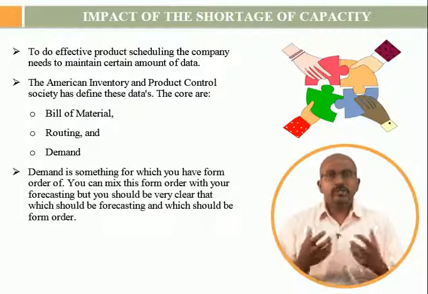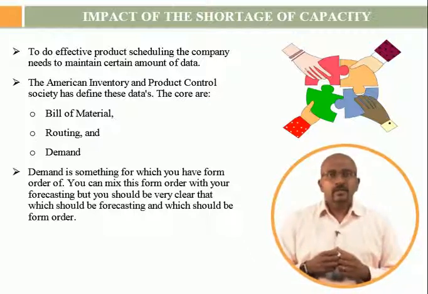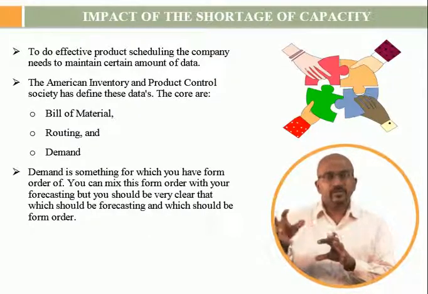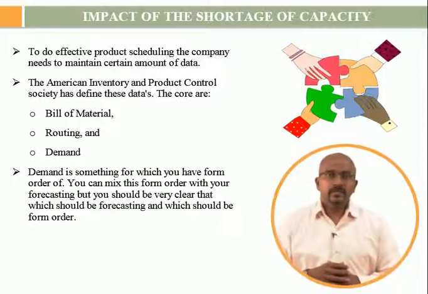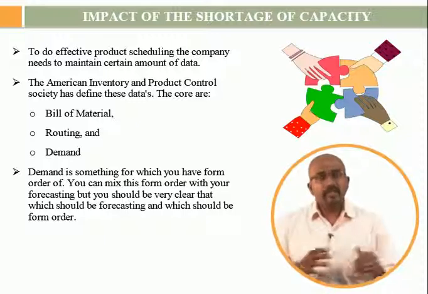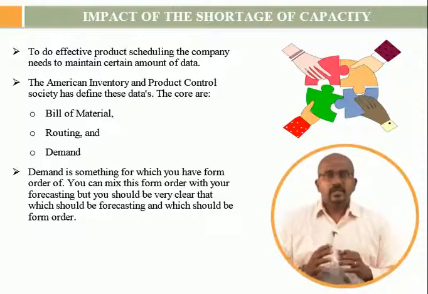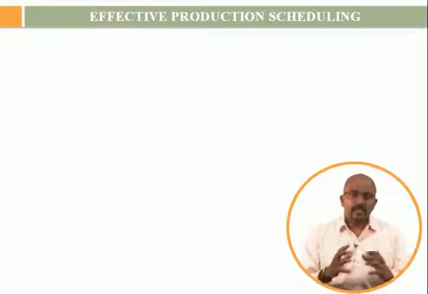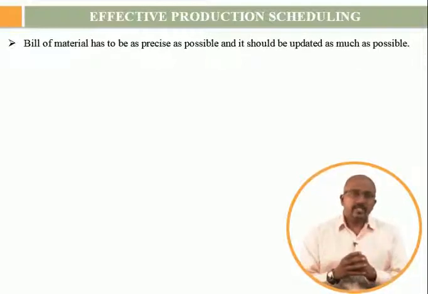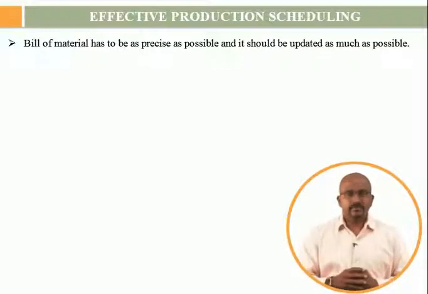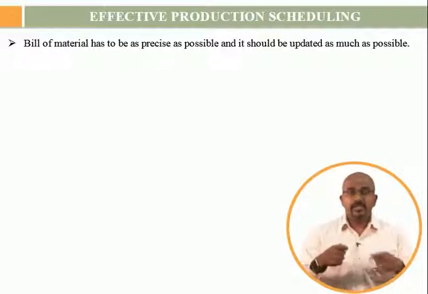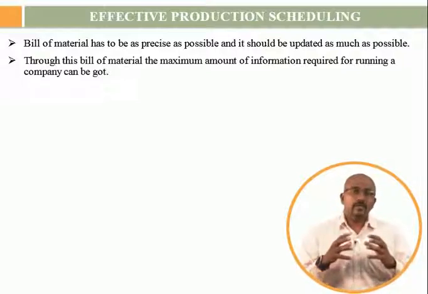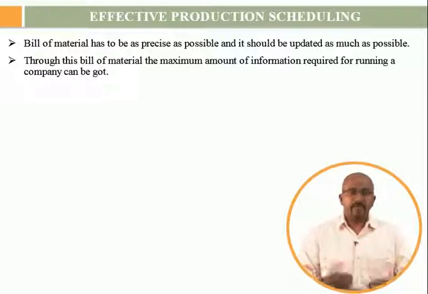Demand is something for which you have a firm order. You can mix this firm order with your forecasting, but you should be very clear which one is forecasting and which one is firm order. Because if something has to be knocked off to level the demand, it should be the forecasting part. The most important amongst all these three is the bill of material. This bill of material has to be as precise as possible, and it should be updated as much as possible, because it is through this bill of material the maximum amount of information required for running a company can be got.